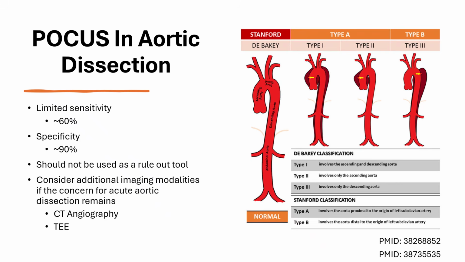There are multiple classifications of acute aortic dissection, but the simple one is the Stanford classification, which divides it into type A, which affects the ascending aorta, plus or minus the descending aorta, and type B, which affects only the descending aorta. Please pause this video if you need more time to review this concept.